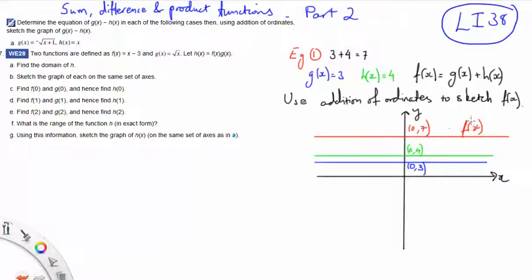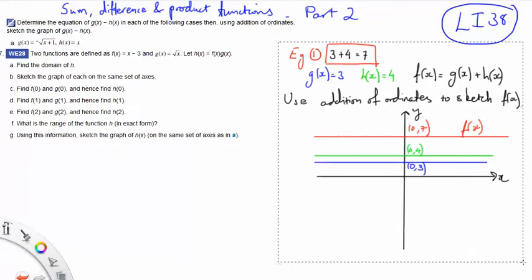Now, your grade 1 maths tells you that you didn't need to do that because you could have worked it out like this. However, for more complex examples, which we'll be doing here, you can see why this technique will be necessary. So for things like constants or really simple graphs, you don't really need to use this technique. But when it gets to trickier graphs, you need to think about addition of ordinates.